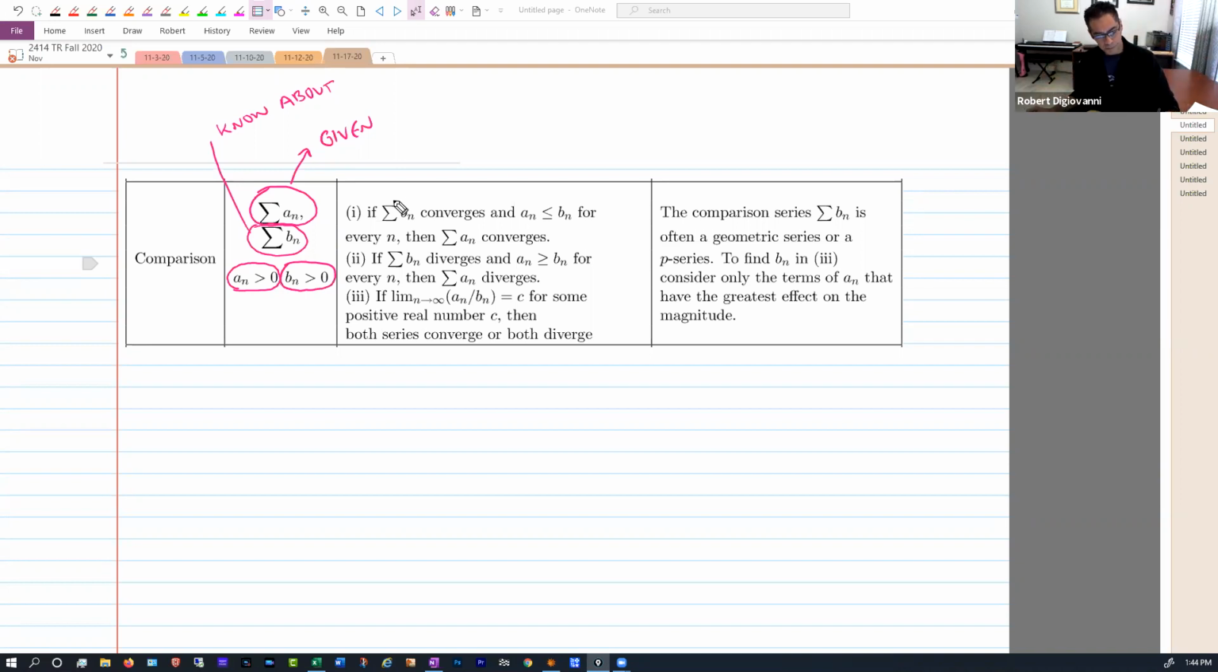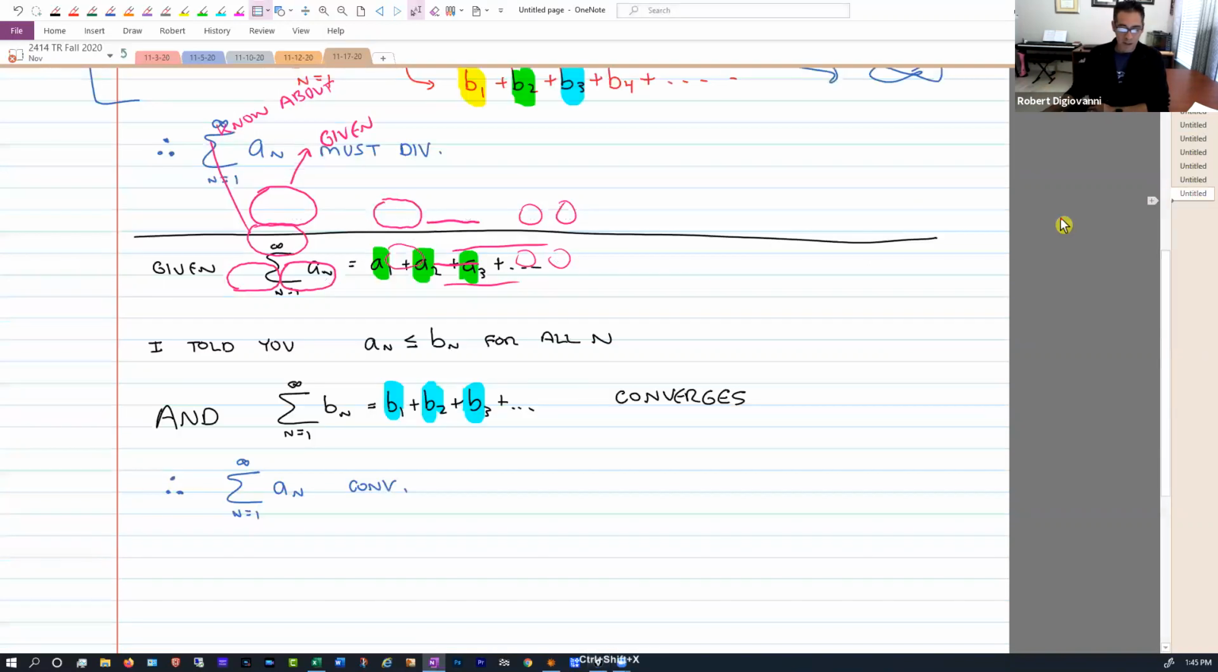And it says, if the series that you know about converges and all of the A sub n's are smaller than the B sub n's, then the original series converges. On the other hand, if the series that you know about diverges and all of the A sub n's are bigger than the B sub n's, then you're going to have divergence of the original series. That's basically what I just said right here.